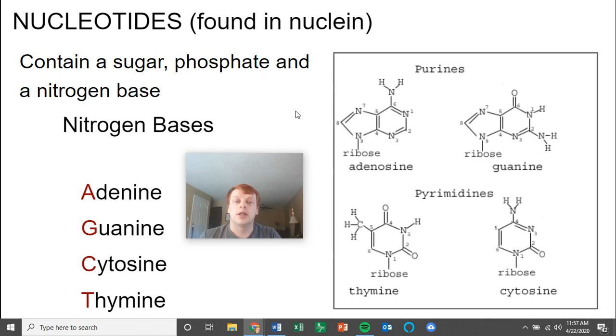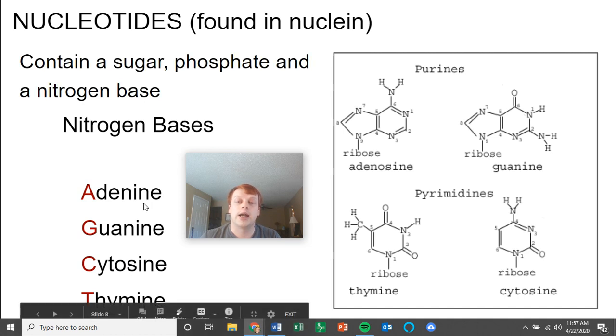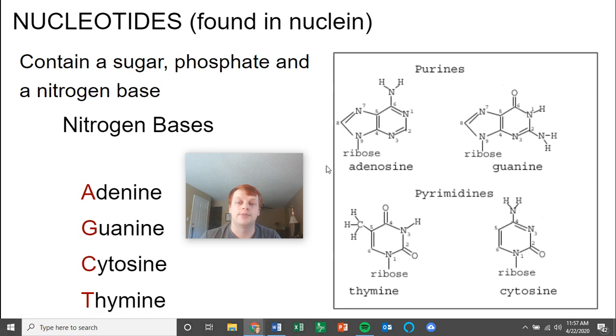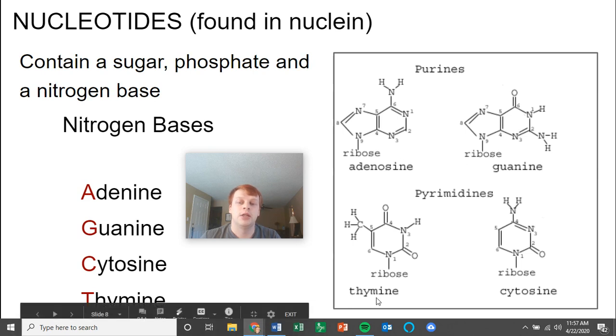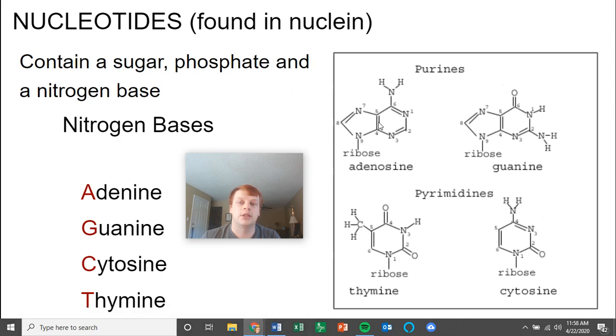We now know that there are 4 primary bases in DNA and then a 5th that gets added for RNA. Every nucleotide has a sugar, a phosphate, and then the base itself. So our nitrogenous bases are adenine, guanine, cytosine, and thymine, and they fall into 2 categories, either purines, like adenine and guanine here, or pyrimidines, like thymine and cytosine, and you can tell those by their shapes here.